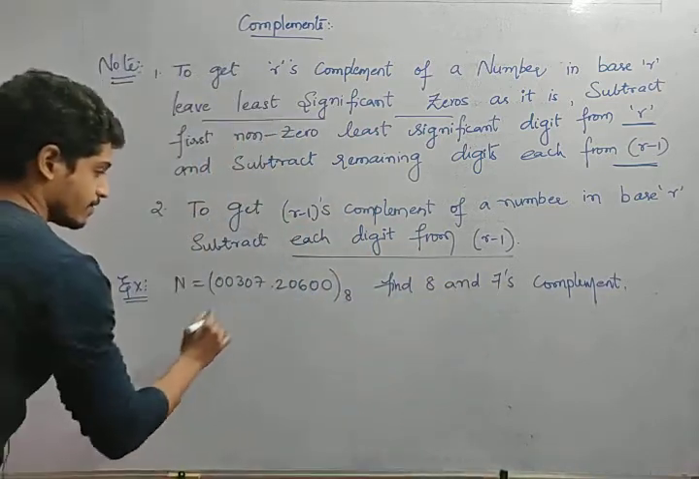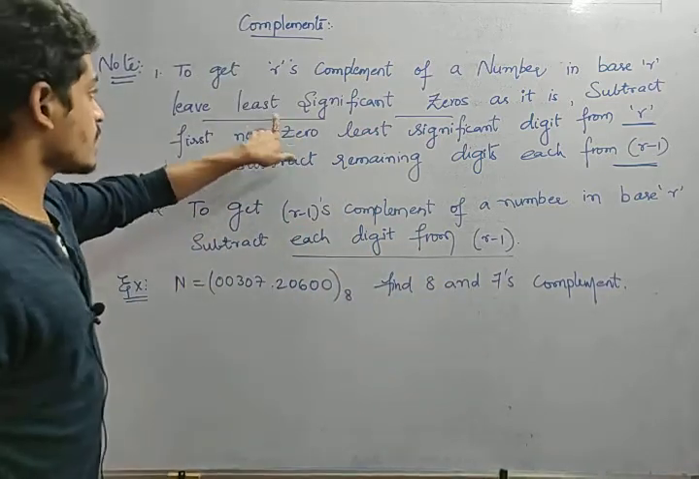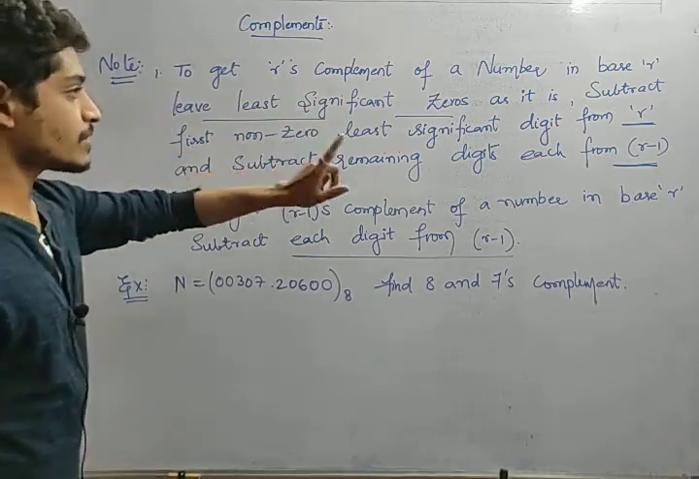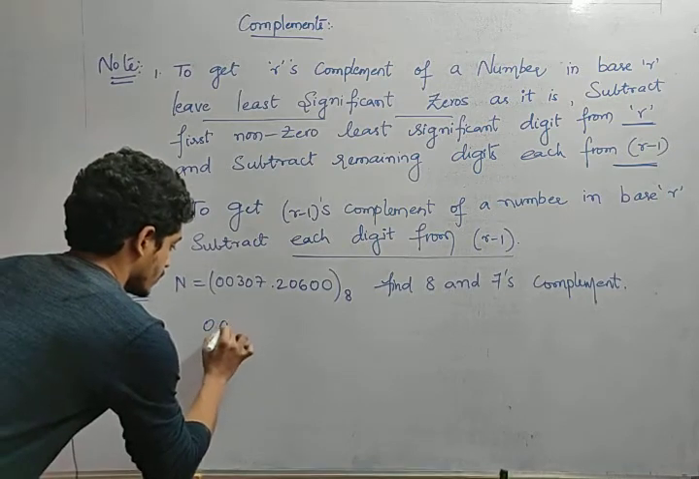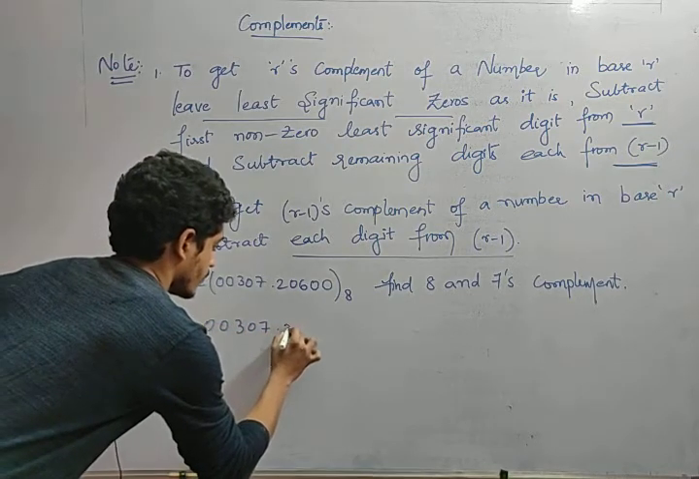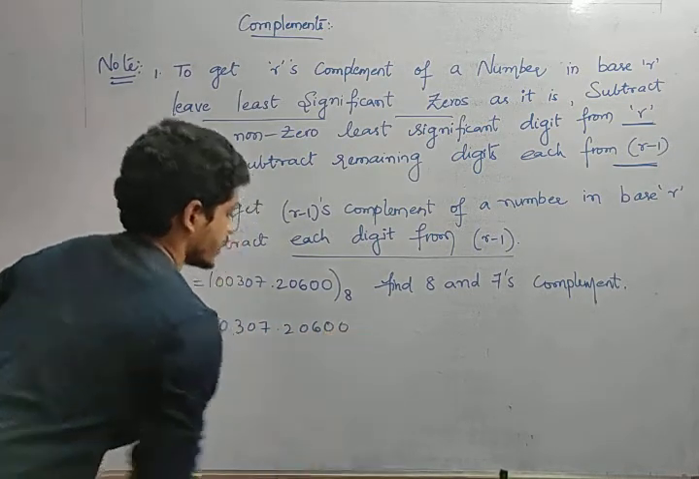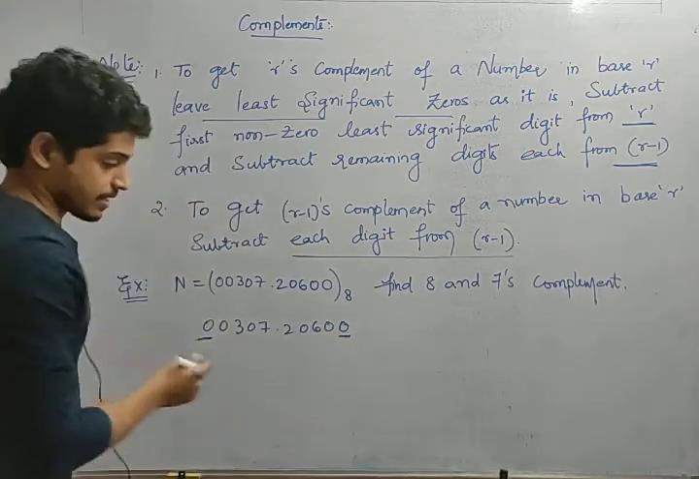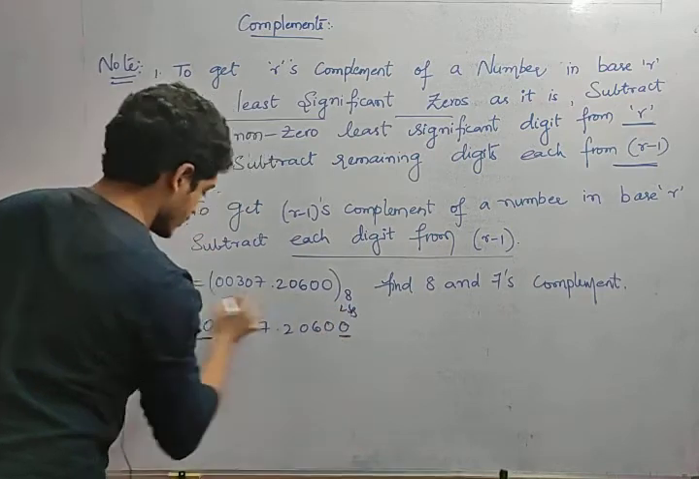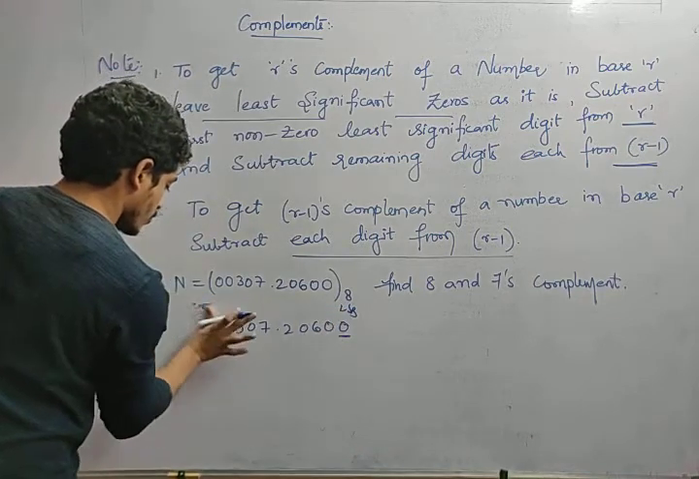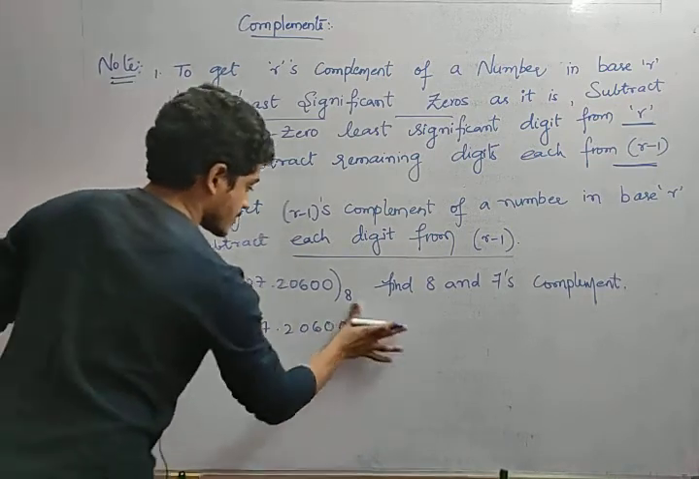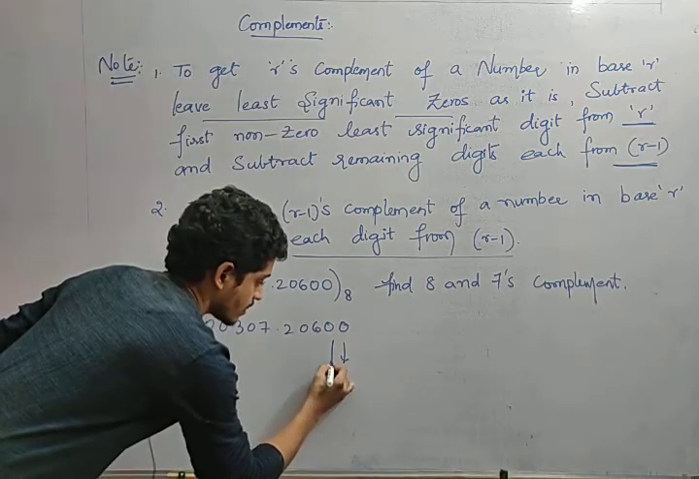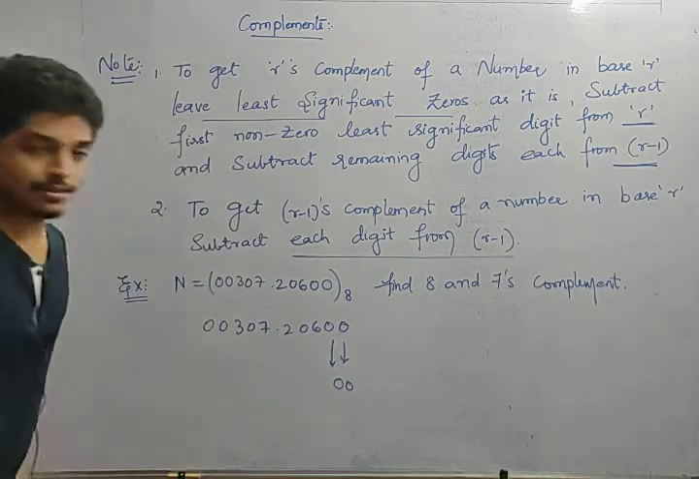So find first R's complement. What he is saying is, to get R's complement of a number in base R, leave the least significant zeros as they are. Suppose this is the question. This is the least significant bit and this is the most significant bit, called the LSB and MSB. So we keep the least significant zeros as they are.